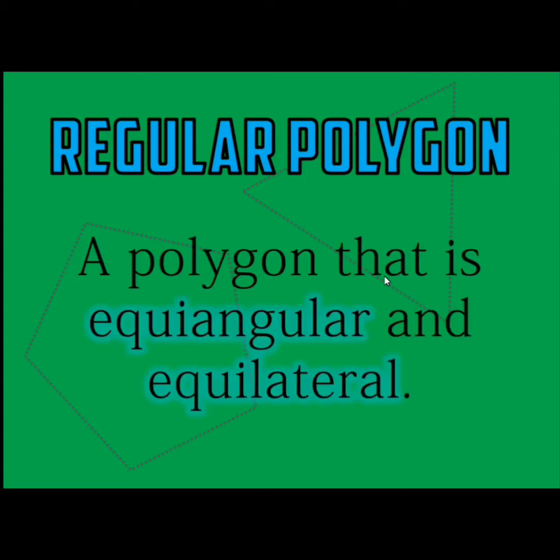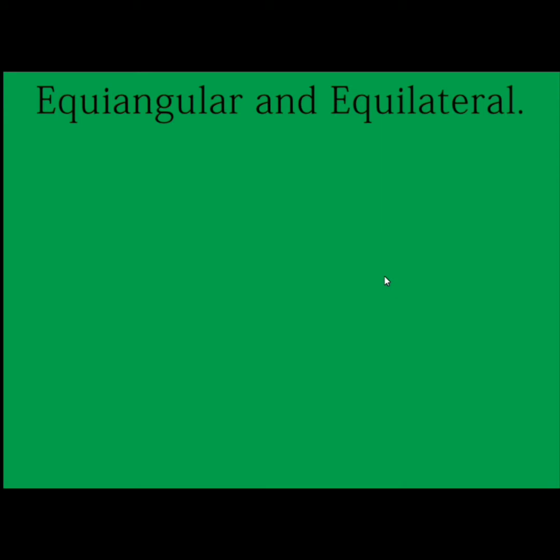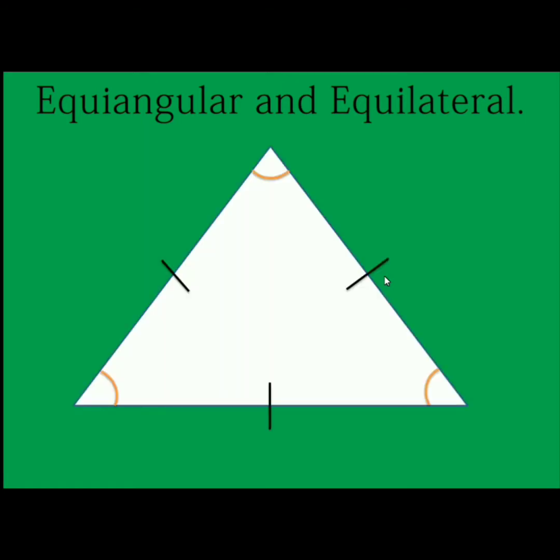A regular polygon is a polygon that is equiangular and equilateral. We can say that a polygon is regular if all of its angles and sides are congruent. Equiangular means the same measurement of angles, and equilateral means the same length of sides.